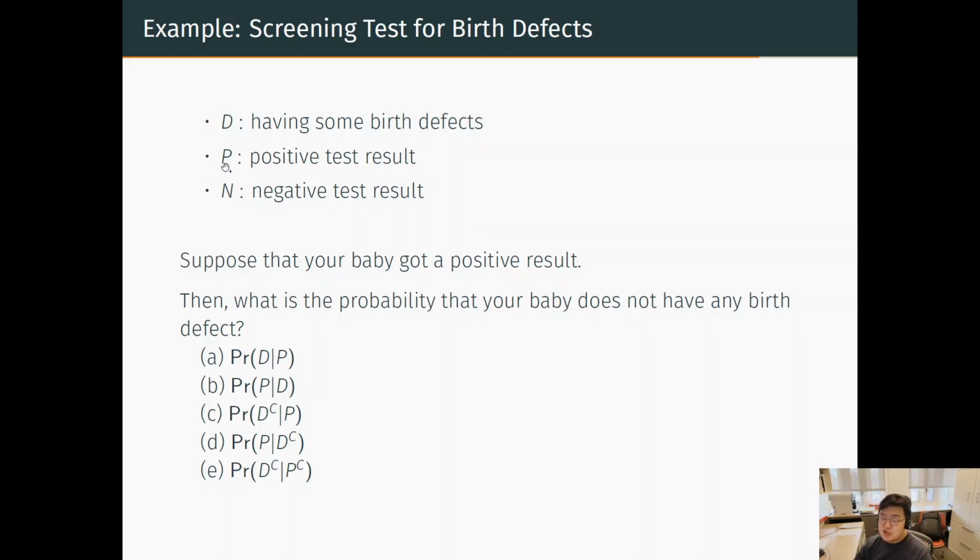First, the condition is what already happened: a positive result. The screening test result was positive, so P already happened to our couple. So P is the condition. Given that, we are hoping for the probability that our baby does not have birth defects, so D complement. Given a positive result, we wondered what is the probability that my baby does not have birth defects. Okay? So this is the answer.